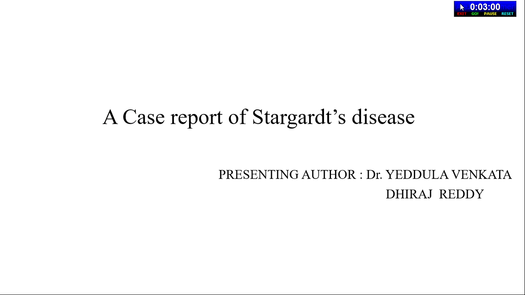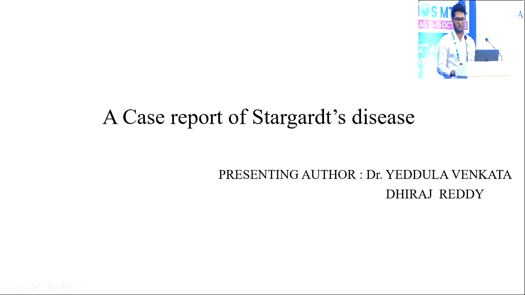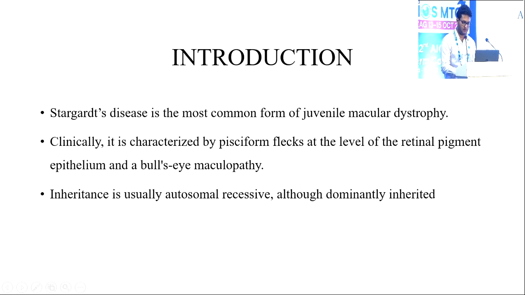This is a case report of Stargardt's disease. Stargardt's disease is the most common form of juvenile macular dystrophy. Clinically, it is characterized by pisciform flecks at the level of the RPE and a bullseye maculopathy. Inheritance is usually autosomal recessive, even though some cases were autosomal dominant.